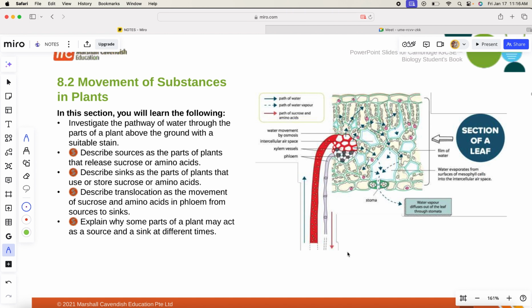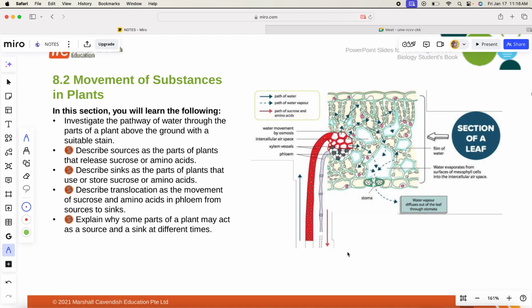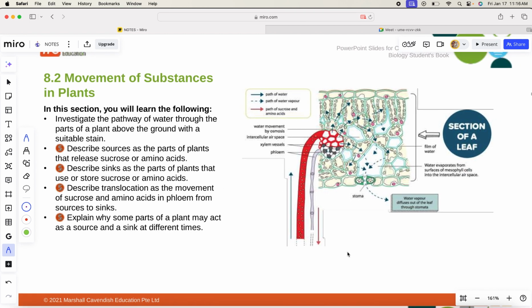We go to the second section, the movement of substances in plant. In this part, we're going to investigate the pathway of water through the parts of plants, and then we're also going to describe the sources as part of the plant that release sucrose or amino acid. We're also going to discuss sink.